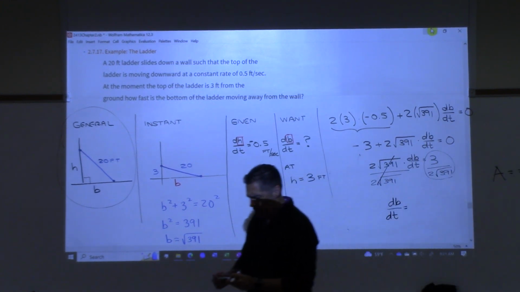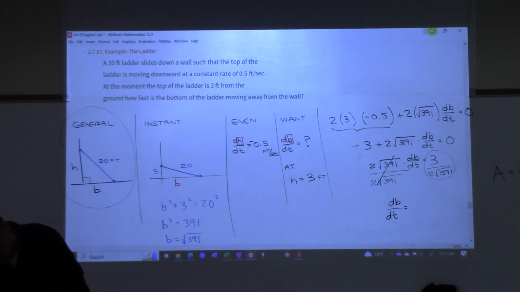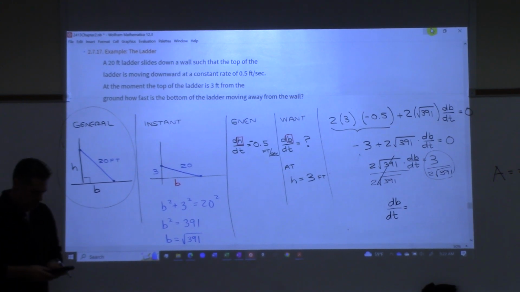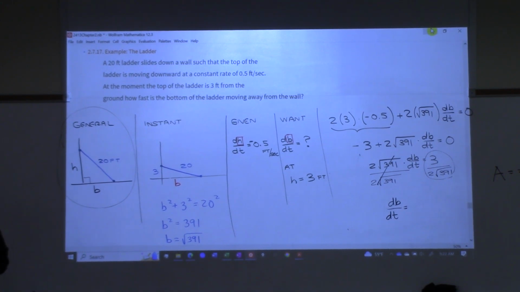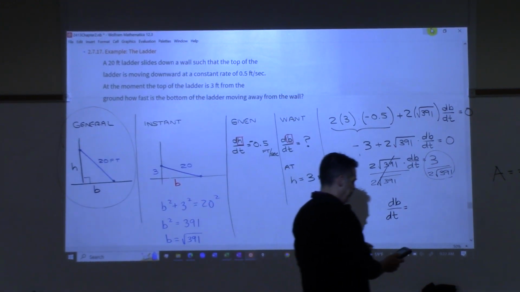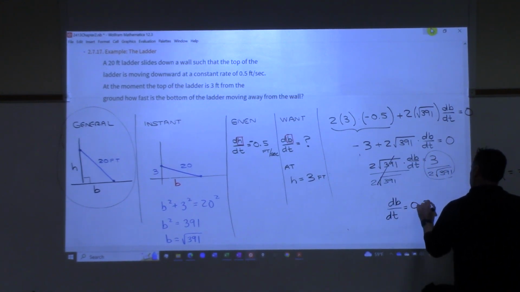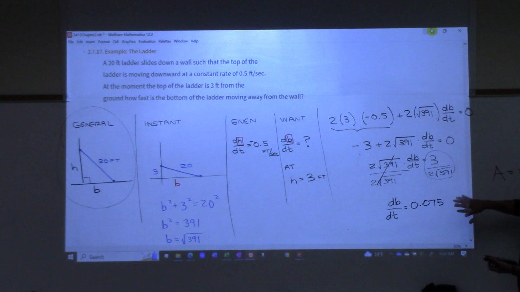Let me see if I brought my calculator. Let's get that as a decimal, if I have it. Oh, I do. So I'm taking 3 divided by, make sure I get my parentheses there, 391. Are there any questions while I'm doing this? 0.075, roughly. 0.075 approximately is what I'm getting.